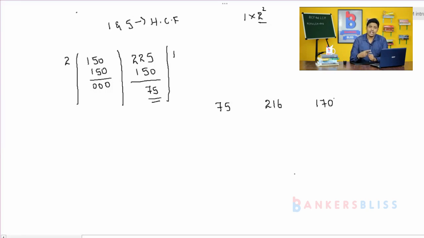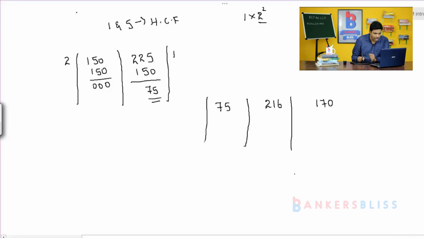You consider any two among the 3. You may consider 75 and 216, or 75 and 170, or 216 and 170. Here I am considering 75 and 216. So which is the highest number? 216 is the highest number. So you divide 216 by 75.